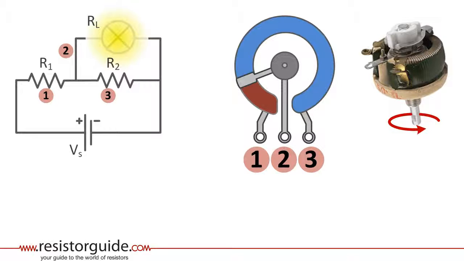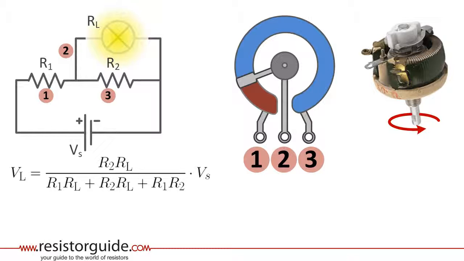With basic network theory for resistors in series and parallel, we can calculate the voltage across the load. Suppose that the load resistance is much higher than the potentiometer resistance. The formula can be simplified into VL is R2 divided over R1 plus R2 times Vs. If the wiper is on one end and R1 is 0, it means that the voltage through the load is the same as the source voltage. If the wiper is on the other end, R2 is 0, which causes the load voltage to be 0.